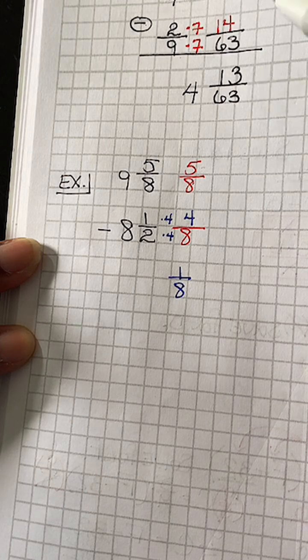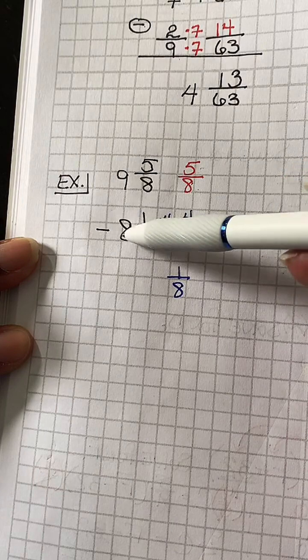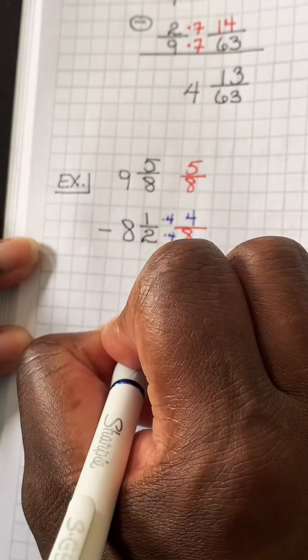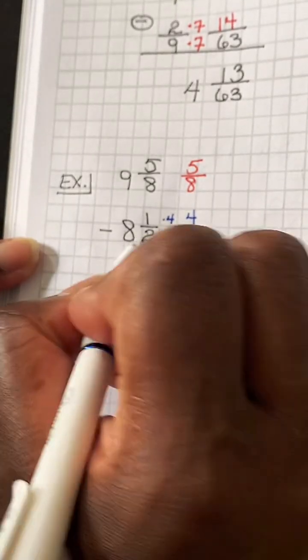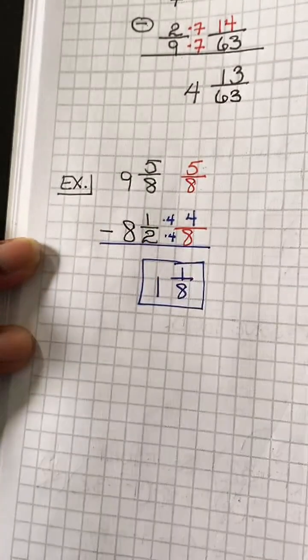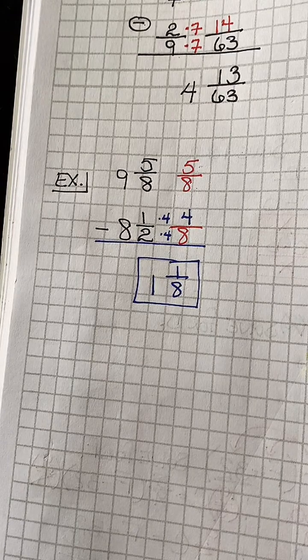But then we have to subtract the 9 minus 8, which gives us our 1. Okay. There you go. Good.